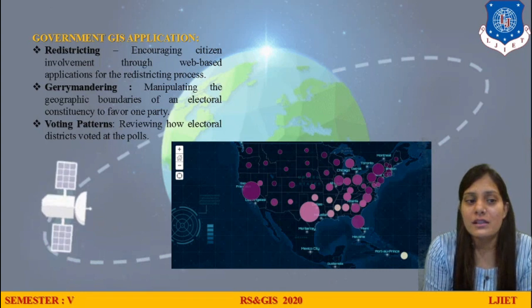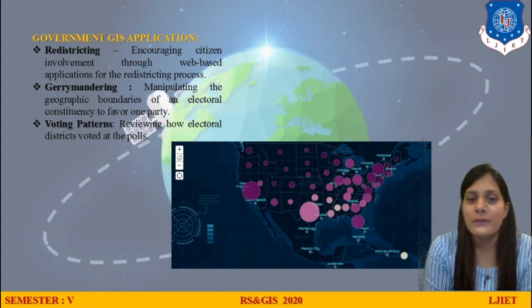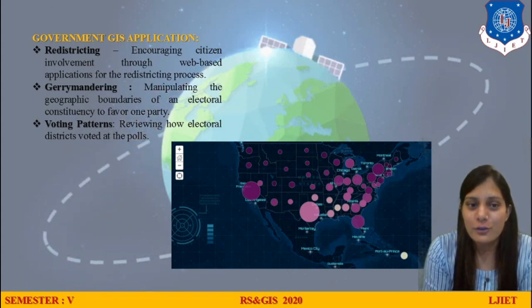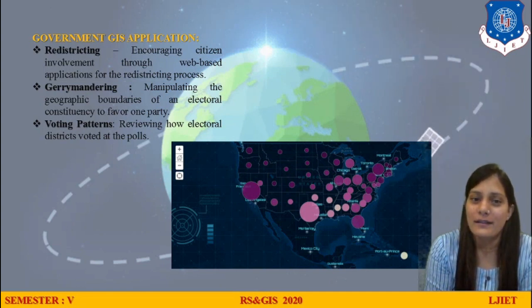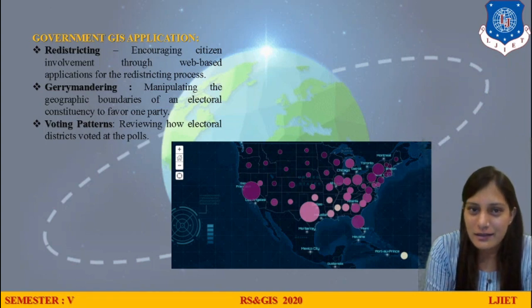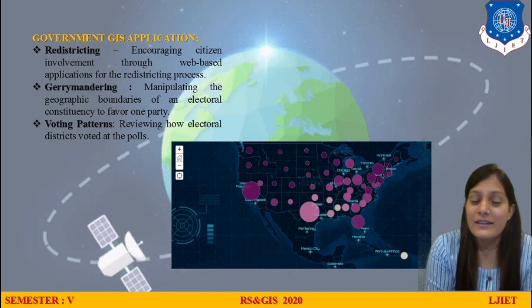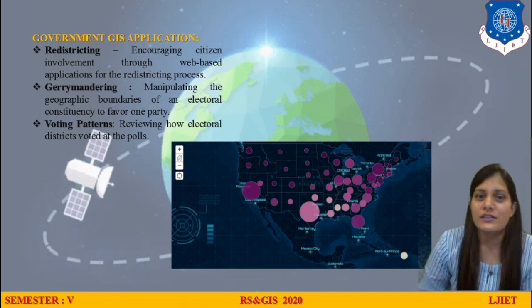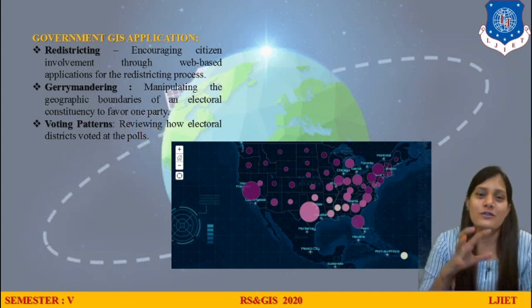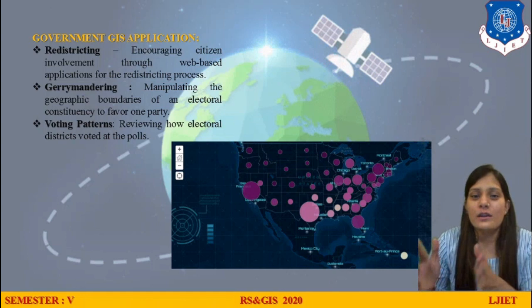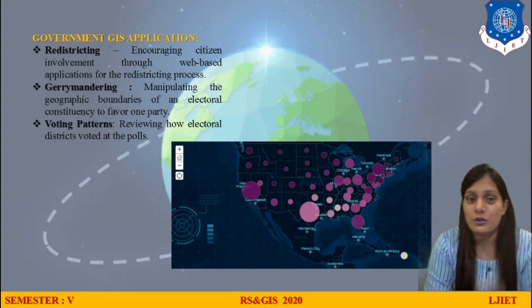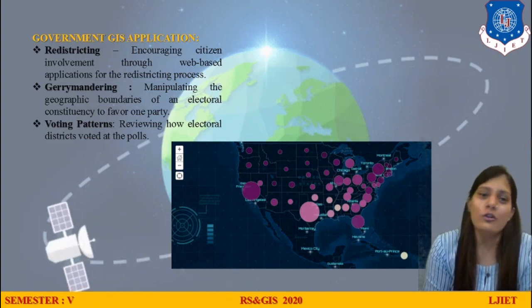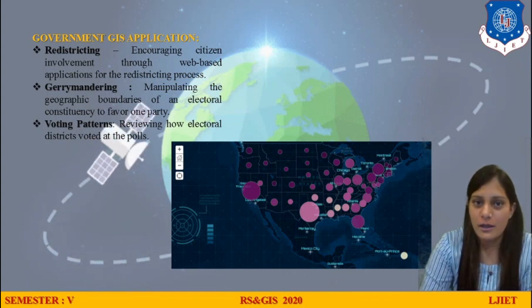Now in government GIS applications, you can see gerrymandering. Means what? That is a new terminology for you. Manipulating the geographic boundaries of an electoral constituency to favor one party. What does it mean? The name is only difficult, but here there are regions. You all know that this is a BJP region, this is a Congress region, right? So we are just doing the analysis of which one is favoring, how many regions are favoring this party, how many regions are favoring the other party. That is known as gerrymandering, right? Then voting patterns, that I have already shown in the map.